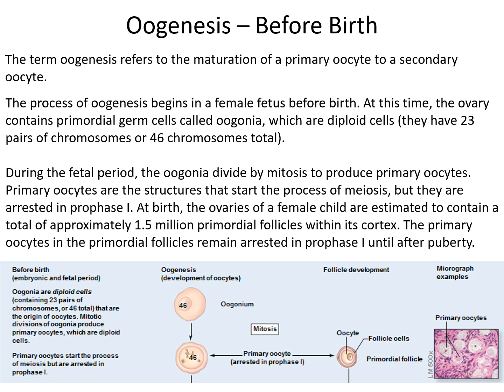During the fetal period, the oogonia divide by mitosis to produce primary oocytes, and the primary oocytes are the structures that are actually going to enter into the process of meiosis, except that they get arrested in prophase 1. At birth, the ovaries of the female child are estimated to contain about 1.5 million primordial follicles within the cortex, all containing a primary oocyte. Those primary oocytes stay arrested in prophase 1 until puberty starts.